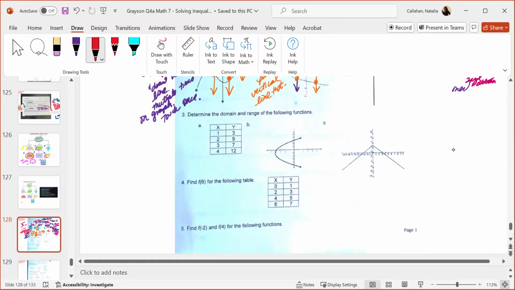Determine the domain and range of the functions. Domains are x's, ranges are y values. Domain goes from left to right. Range goes down to up. Yes? Okay. This is a table, correct? To find the domain and range is really easy. Domain is x, right? Range is the y, correct? So you just put domain and list it. Domain equals what?